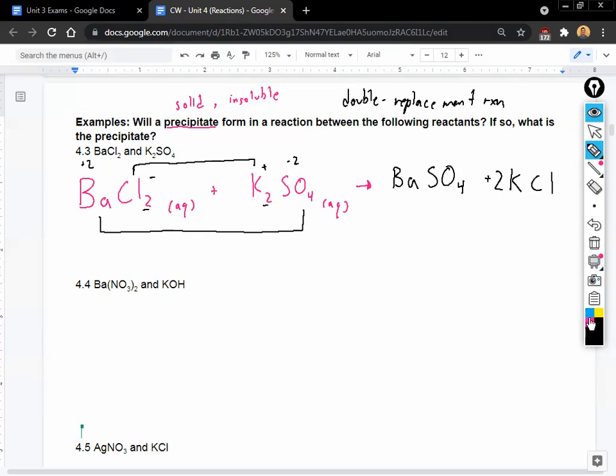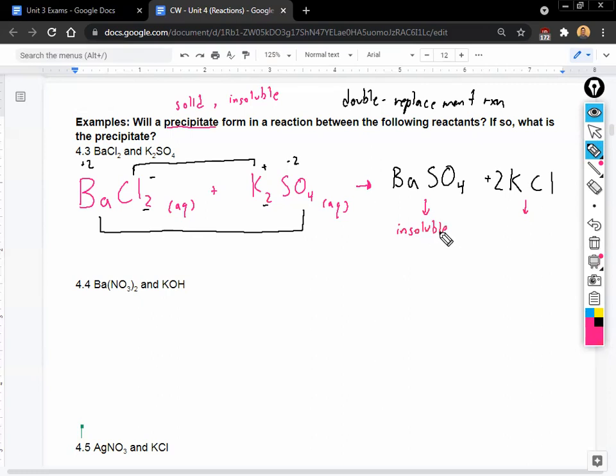Okay, now what we need to do is figure out, hey, is barium sulfate soluble or insoluble? And is potassium chloride soluble or insoluble? So let's start with barium sulfate. Is barium sulfate soluble or insoluble? So good at this. Yeah, it's insoluble.